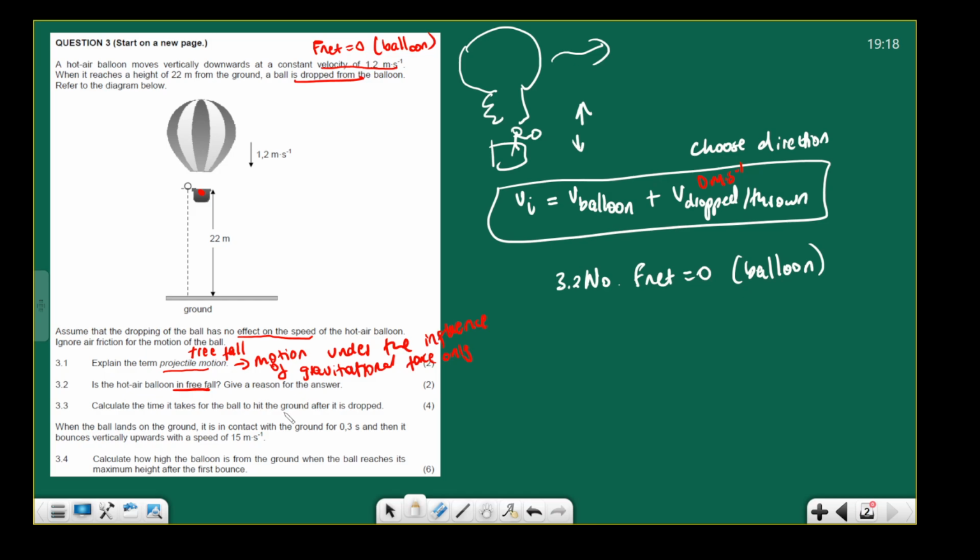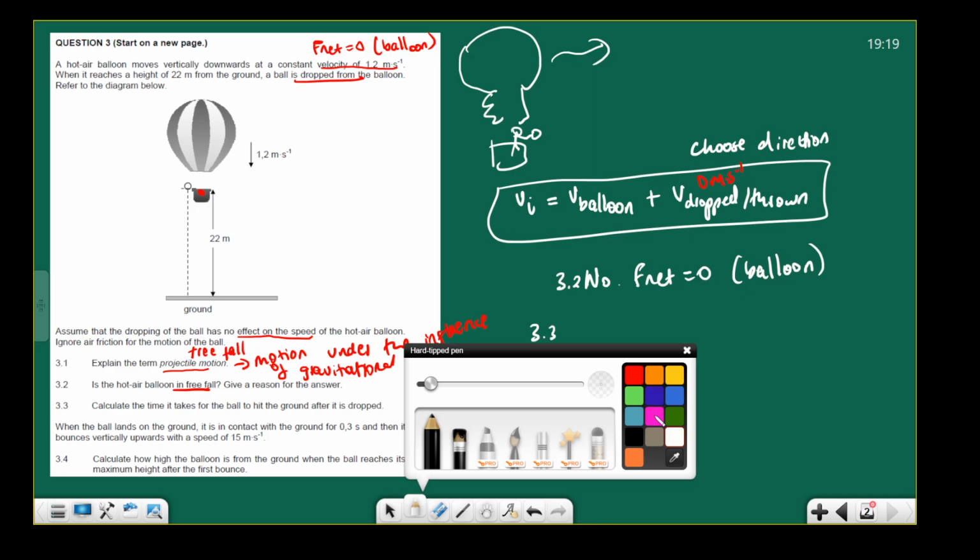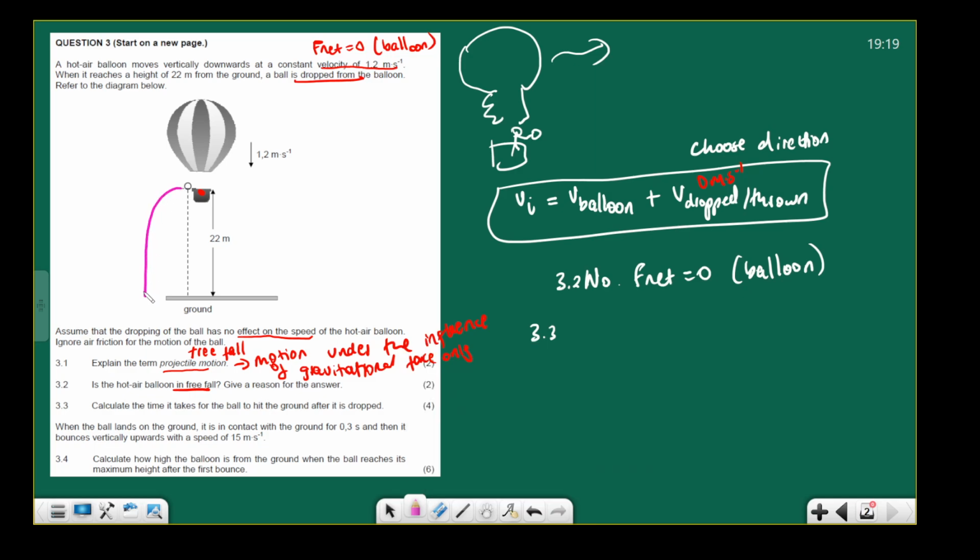Calculate the time it takes for the ball to hit the ground after it is dropped. That is 3.3. So we need to know now what is the time that the ball is going to take to hit the ground after it has been dropped. So usually what I do is that I encourage you to work in segments. So we're gonna do something like this. We can make it something like this.